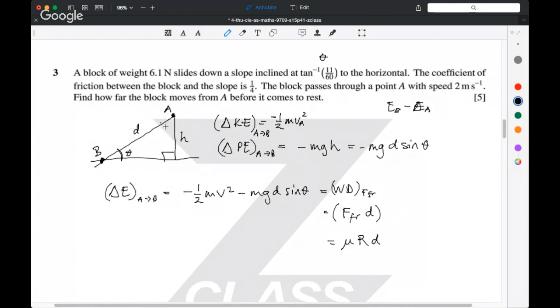Well, if I'm thinking of my block sitting here, the weight is acting. The reaction force is like so. It's moving in this direction, so the friction force is acting like that. And then I'm resolving this along these two directions. So this component of the weight is mg sine theta.